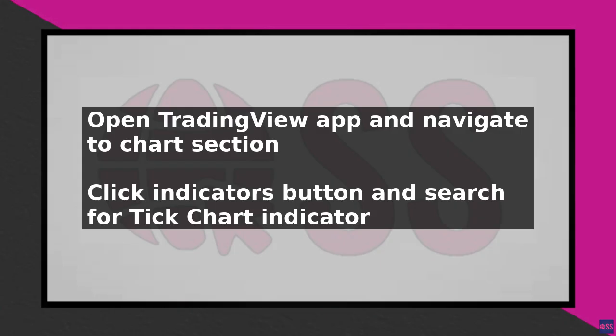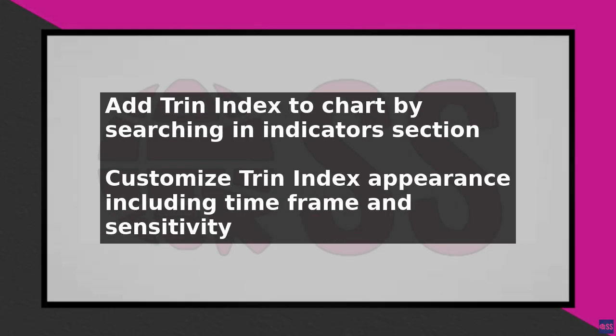Next, add the Trin index to your chart by searching for it in the Indicators section. The Trin index, also known as the ARMS index, is a technical analysis indicator that measures the ratio of advancing to declining stocks, and is used to gauge market sentiment and potential trend reversals.